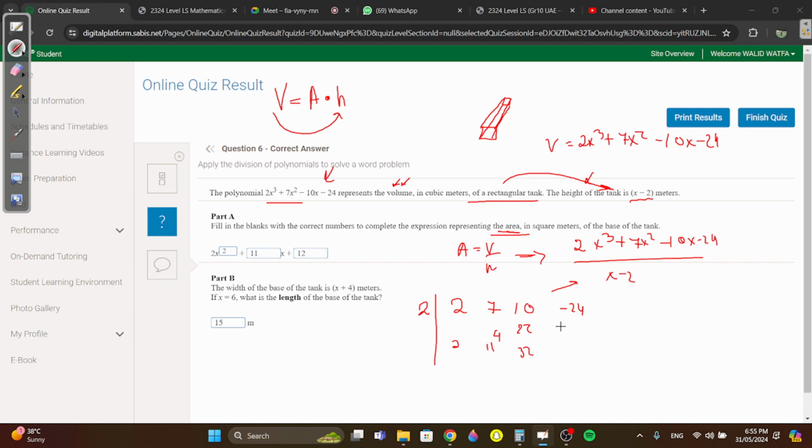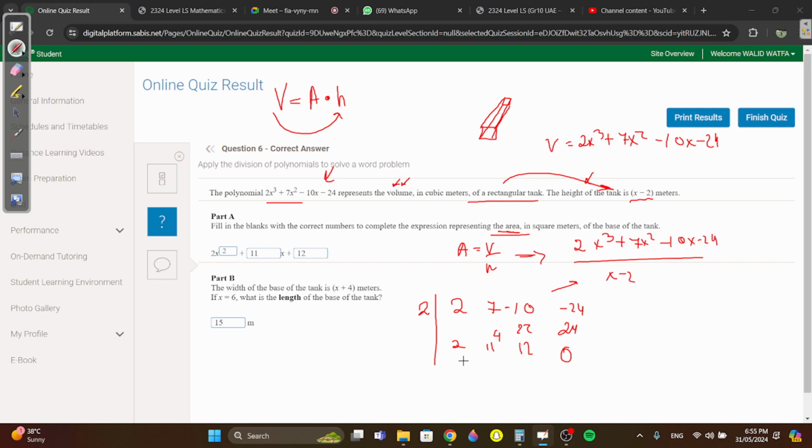Wait. There's something I did wrong. Let me see. I definitely did something wrong. It was minus 10 as the coefficient. Yeah, minus 10 was the coefficient. Minus 10 plus 22 is 12. So 12 times 2, 24, minus 24, 24 cancel.